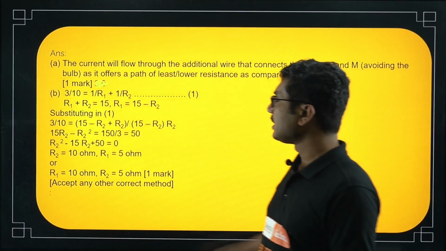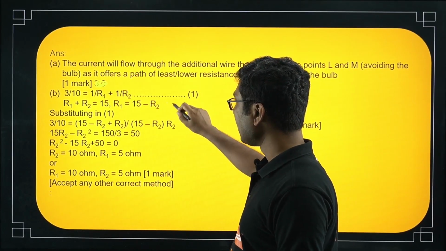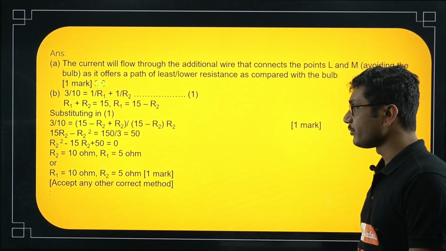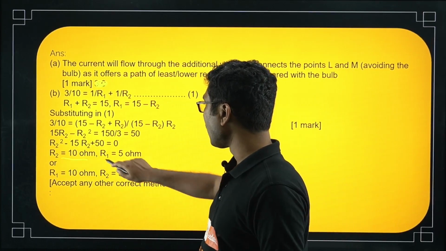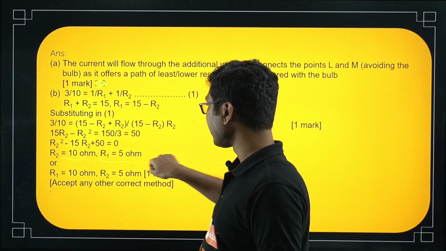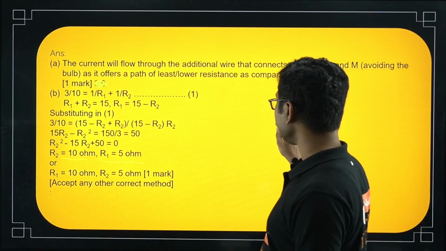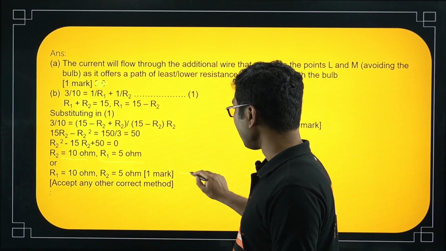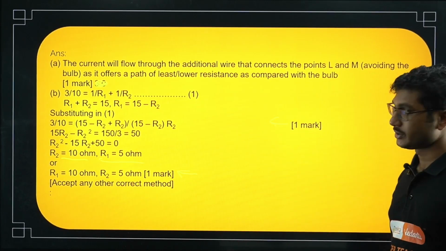Now next part is 3 by 10 is equal to 1 by R1 R2. So you get one value here, one value here. You put the value, as I said, you will get a quadratic equation. If you solve the quadratic equation, you get R1 is 10 ohm, R2 is 5 ohm, or vice versa, any one is correct. So for writing the equation, you get 1 mark. For finding the actual value, you get 1 more mark. So total 3 marks, right.